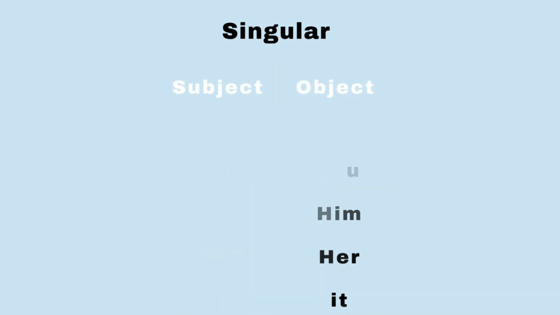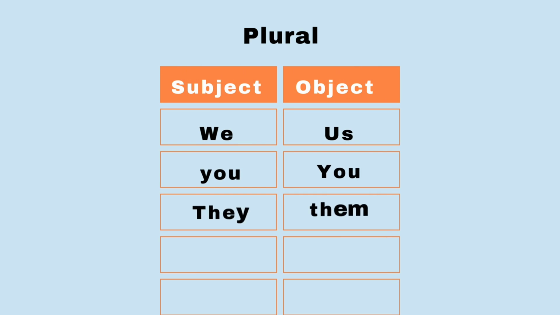Let's look at plurals. The subject pronoun is we, the object pronoun is us. The subject pronoun is you, the object pronoun is also you. The subject pronoun is they, the object pronoun is them.